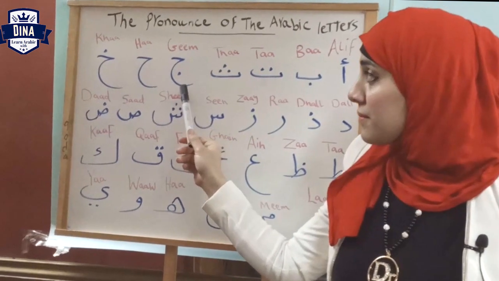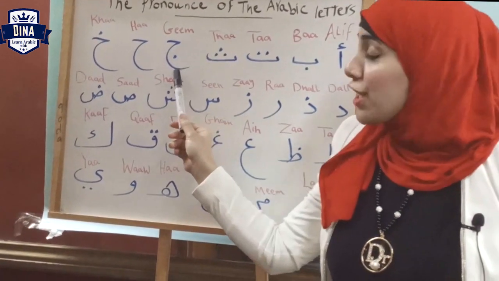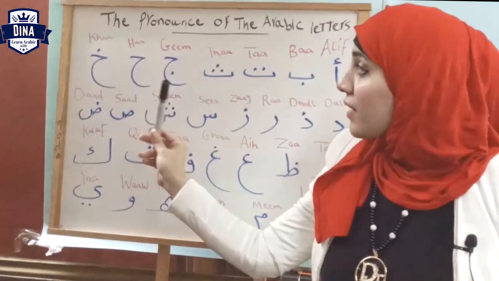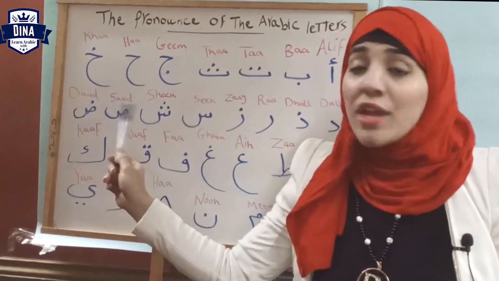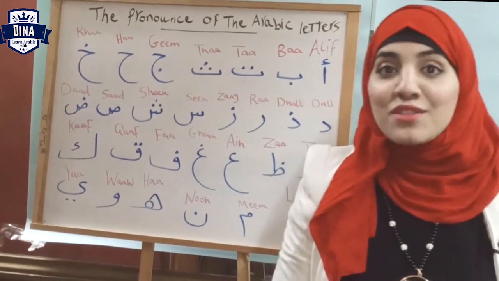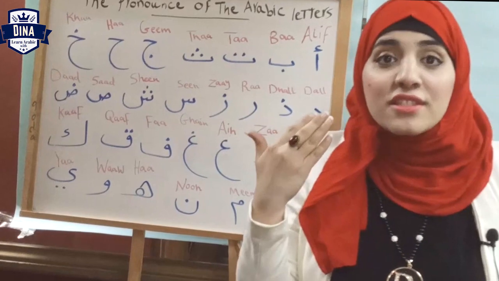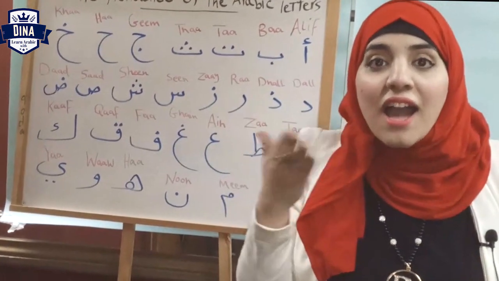G sound in Arabic equals G in English, when I say green. H sound in Arabic: when you see this letter in Arabic, remember when you eat spicy food, you make this sound. It's very hard. Repeat after me.